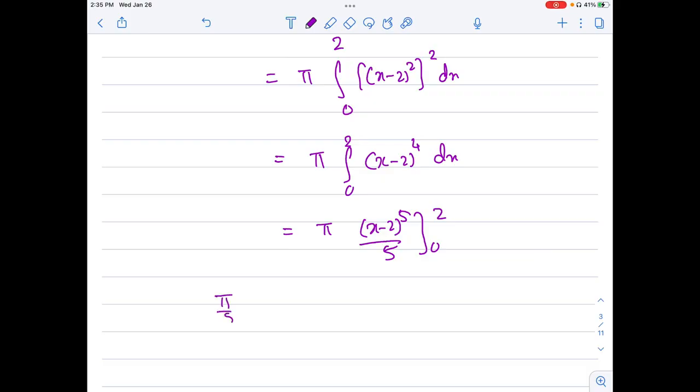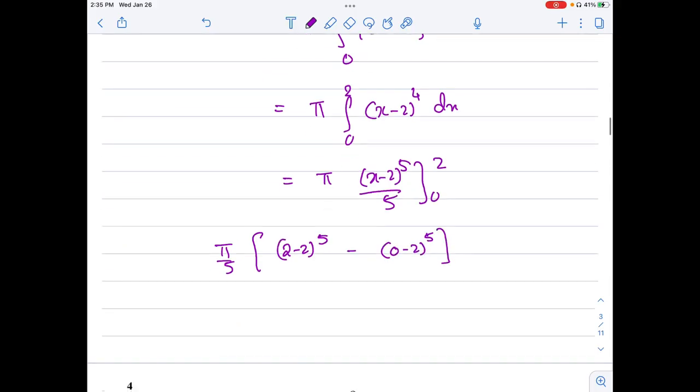So pi times x minus 2 whole to the power of 5 upon 5, from 0 to 2. Substitute the upper limit, 2 minus 2 whole to the power of 5, minus 0 minus 2 whole to the power of 5. So it becomes pi upon 5 times 0 minus minus 32. So my final answer is going to be 32 pi upon 5. By calculator, it should give you 6.4 pi. That's going to be the answer.